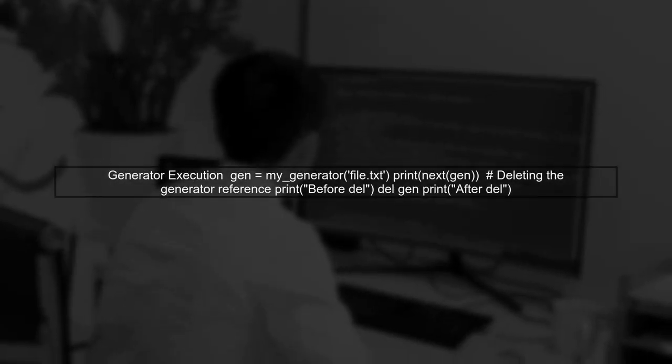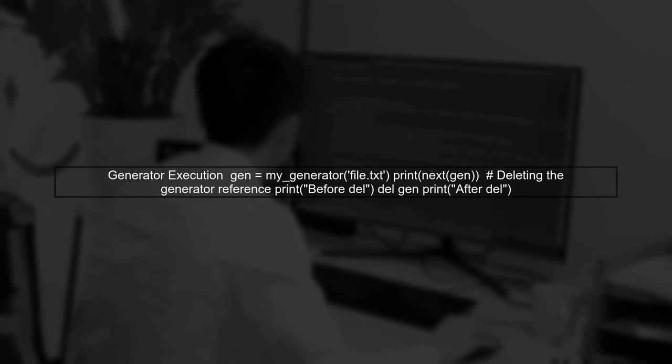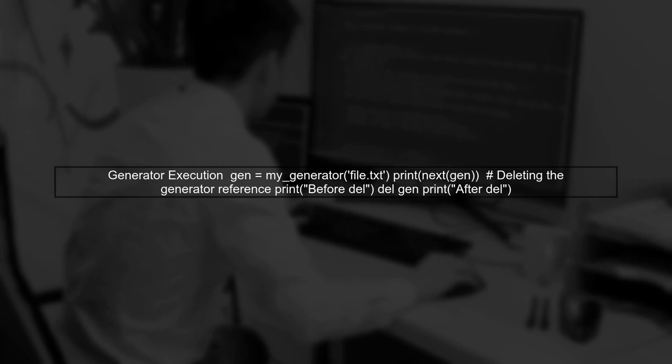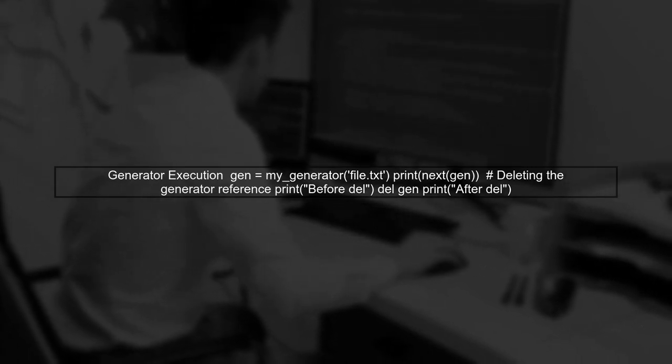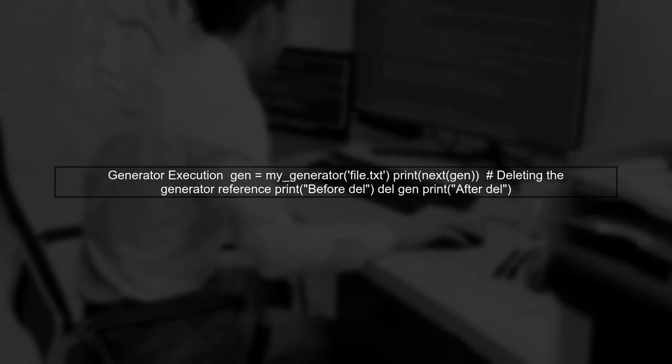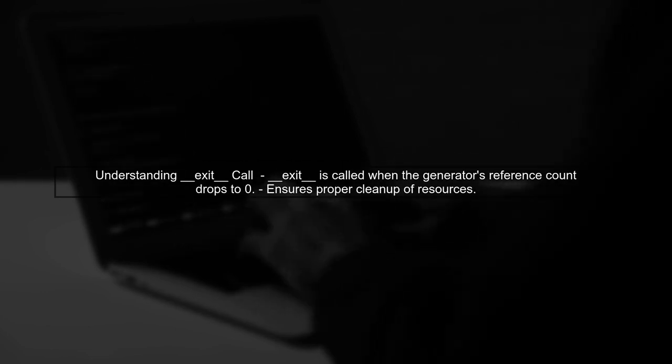When we call next on the generator, it retrieves the first line from the file. However, when we delete the generator reference, the exit method is triggered. The exit method is called because the generator's reference count drops to zero when we delete it. This is a key feature of Python's garbage collection.